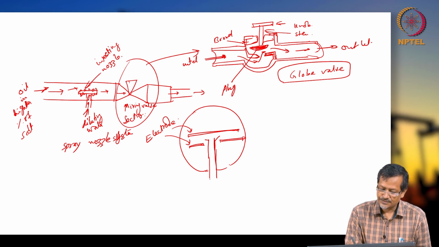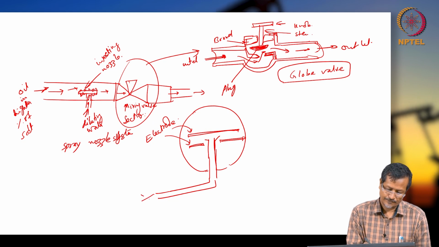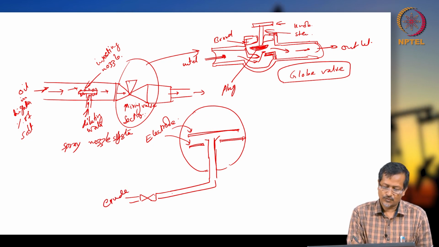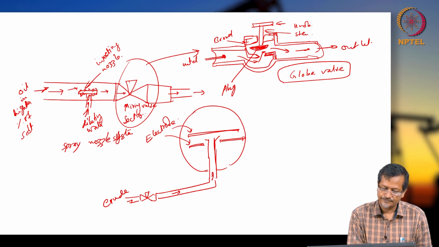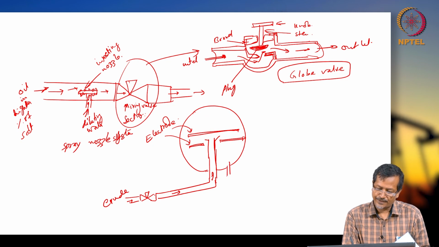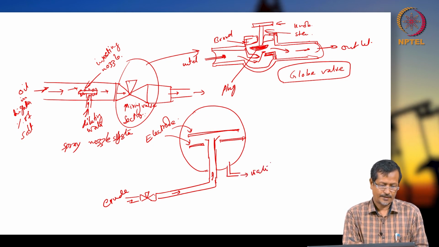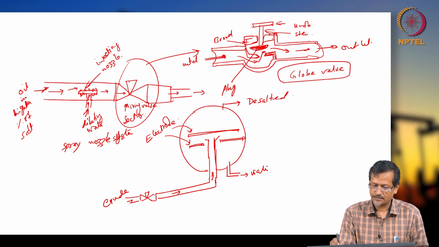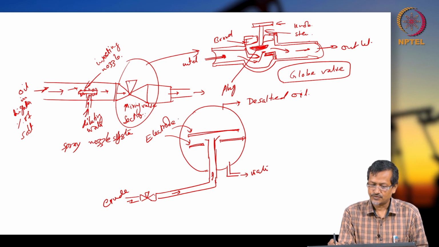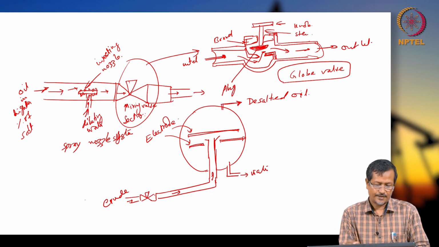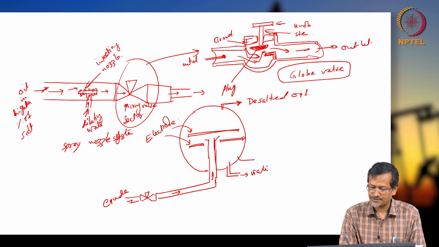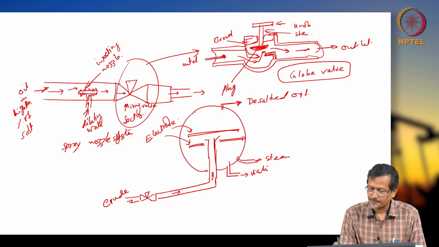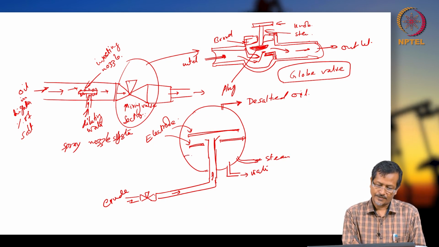And this water, crude. Crude is going through this, and water will be going out from here. Electrodes are there, then desalted oil. So the desalted oil will go out from here, and maybe in some cases you can inject steam also, so you can control temperature. So this is the water layer.